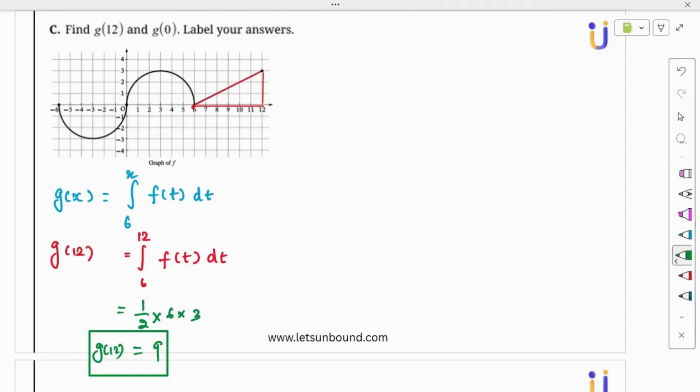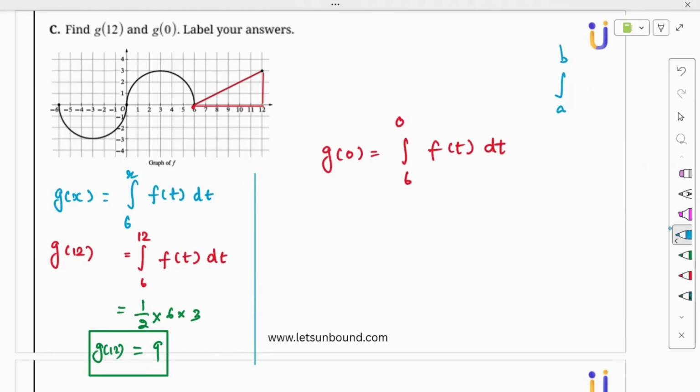Now, next part is G of 0. So G of 0 is the integral from 6 to 0 of f of t dt. Usually the integral has limits a to b, where a is less than b. But here the lower limit is greater. So let's apply this property: give a minus before it and interchange the limits, 0 to 6 of f of t dt.